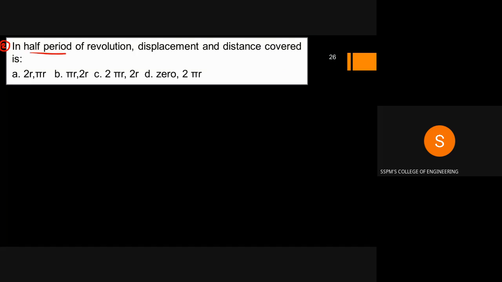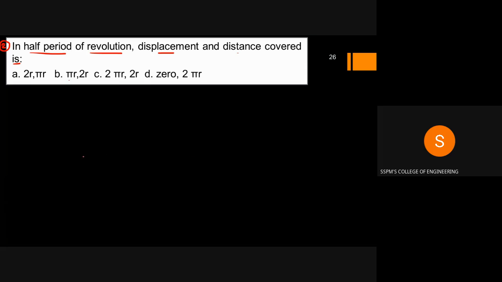In half period of revolution, displacement and the distance covered is: the first option is 2r and pi r, second is pi r and 2r, third is 2 pi r and 2r, and last is 0 and 2 pi r. So we have to find out in half period of revolution what is the displacement and the distance covered. Half period of revolution means the particle will travel half the distance in the circular motion, so it will complete the semicircle.